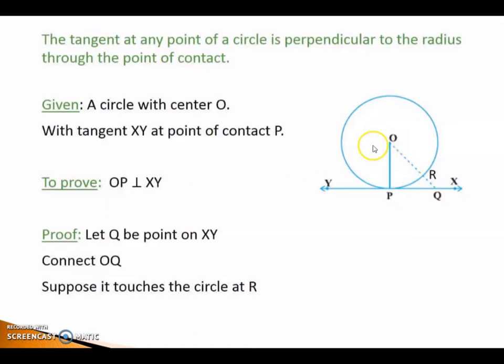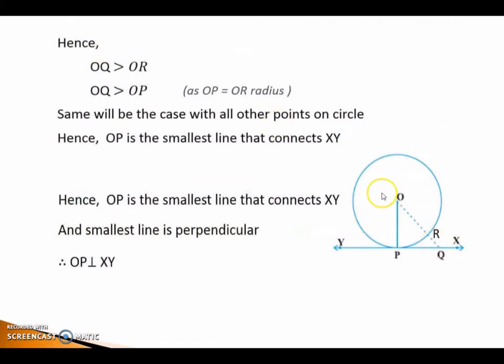So from O to XY, you can draw many line segments. You can draw this way, OQ. This is also one line segment joining the point O to XY. So you can have many line segments which connect the point O to this line XY. Now out of them, which one will be perpendicular? The one that is the shortest is known as the perpendicular. This length OQ is greater than OR, definitely by observation we can say. OQ is greater than OR.